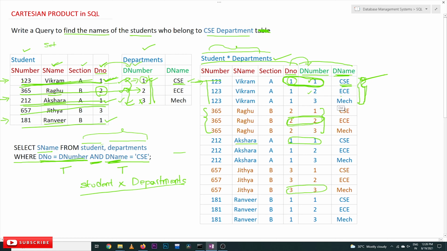Are these two equal? No. Is it equal to CSC? No. So this row will not be picked. This row will also not be picked.